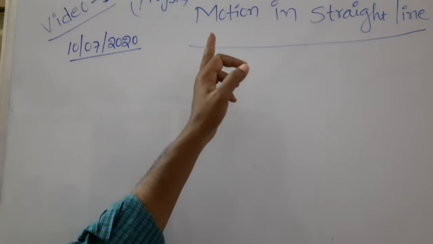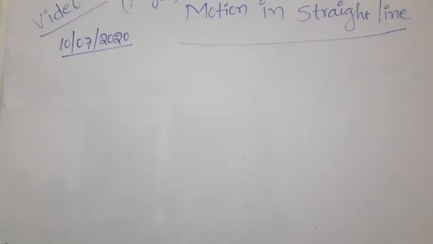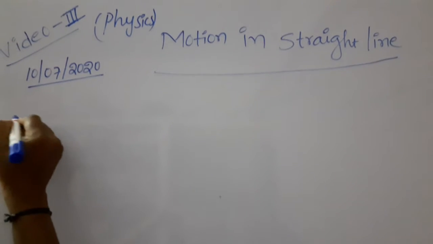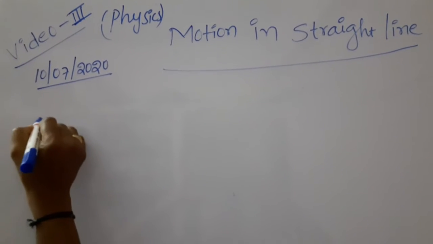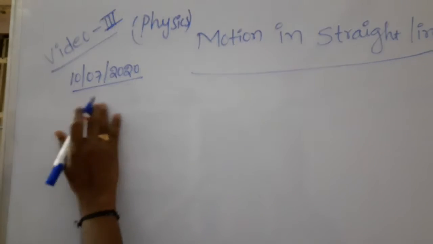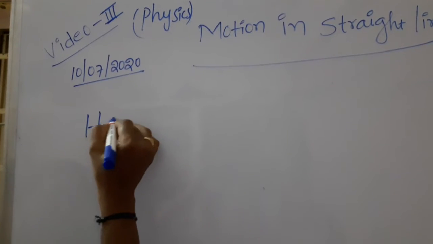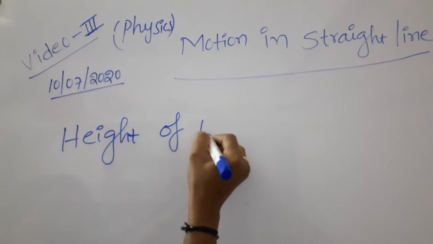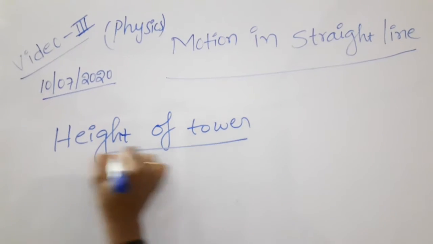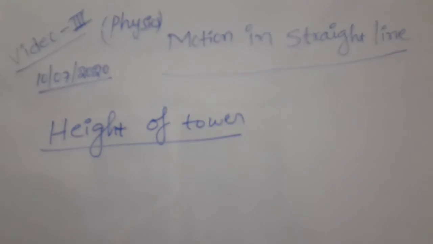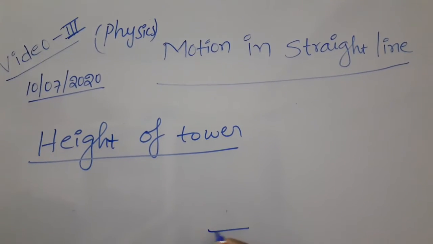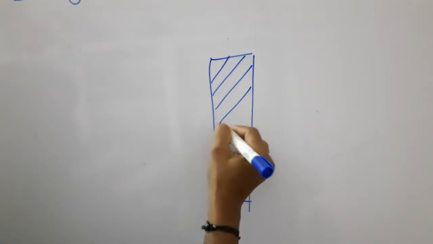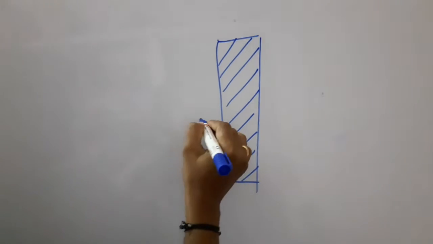Third one, third part, motion in straight line. Here video 3, third part, maximum height is already discussed. Height of the tower, height of tower expression. So we can consider a tower. The tower height is H.